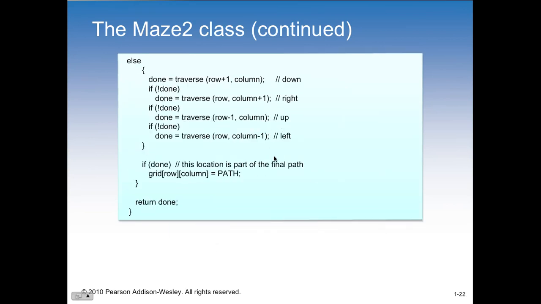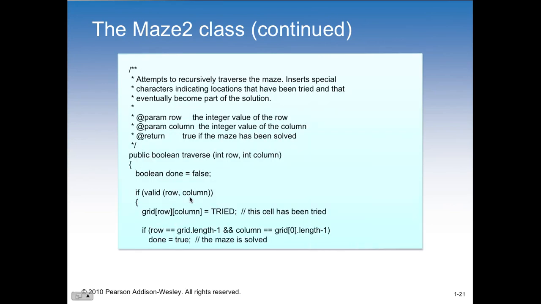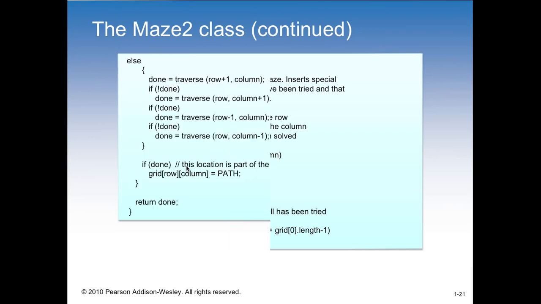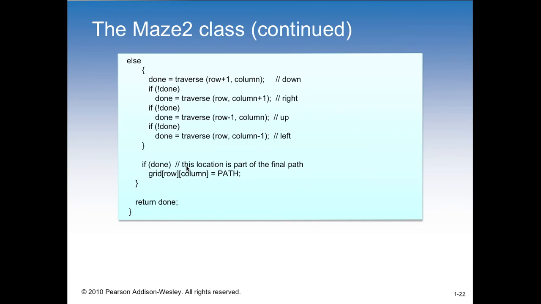And then done is equal to traverse row plus one, column: down, to the right, up, left. Essentially, here's the traverse method. Public Boolean traverse, which is taking a row and a column. So we're sending to the method, just like a function, a row and a column, and we're trying it out. If it is part of the path, we're marking it. If it's the destination, we're done.